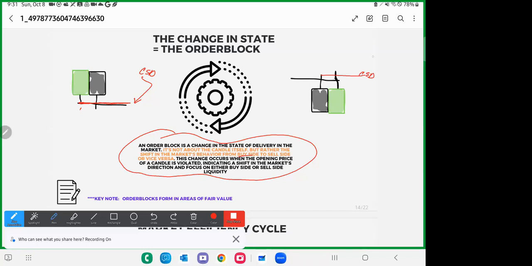Change in state, once again, is once price trades through the higher low of that candle, it changes its state of delivery. That creates the order block in that very moment. So you're not looking for a trade back to an order block. You're looking for the moment that order block is actually created. There's a difference in how you engage.